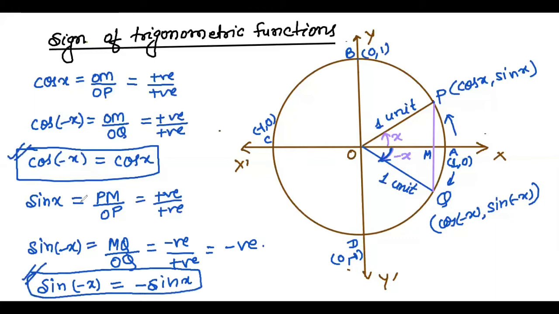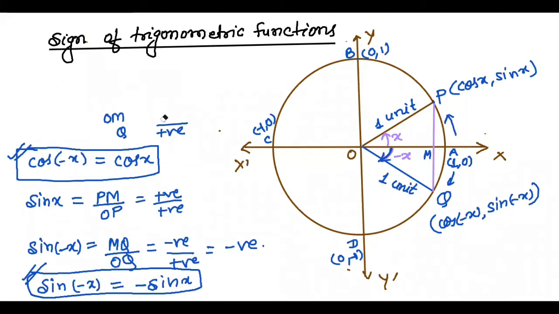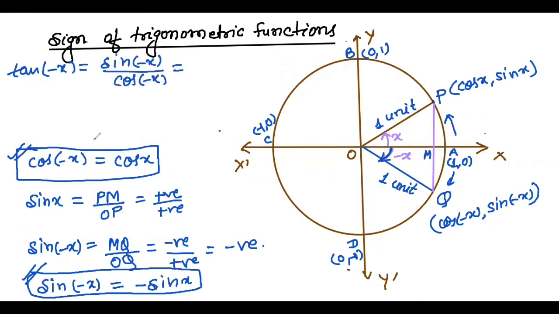Similarly, by using cos and sine, we can find tan also, then cosec, sec and cot. If we have to find tan of minus x, we can write it as sine of minus x by cos of minus x. Sine of minus x is minus sine x, and cos of minus x is cos x. So this equals minus of tan x. So we are getting tan of minus x equals minus of tan x.